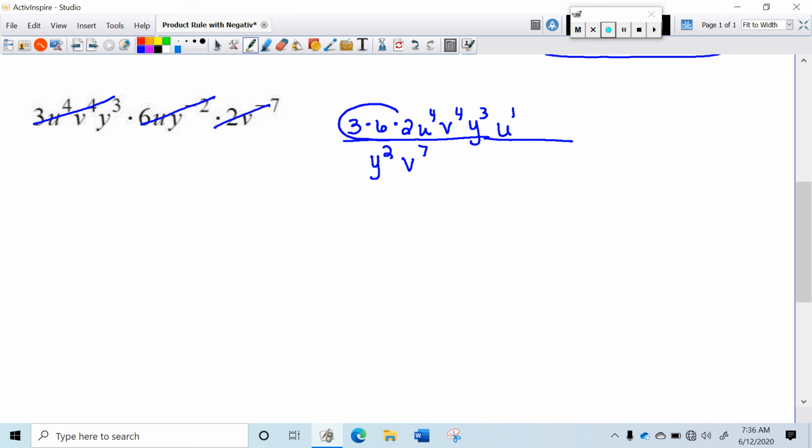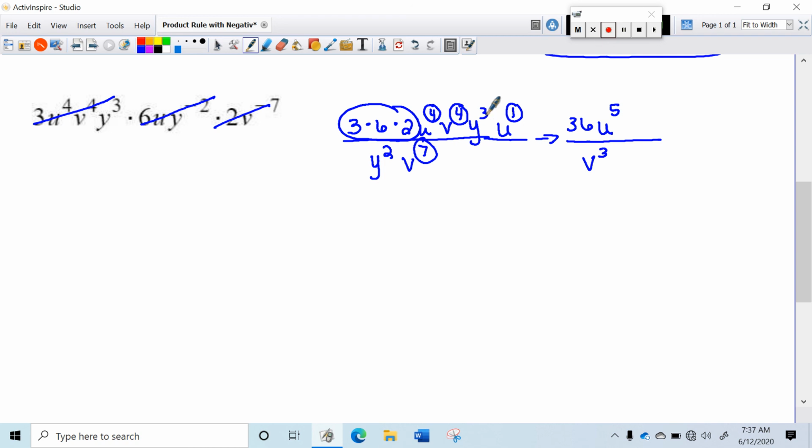The numerical portion is 3 times 6 times 2. That's equal to 36. For my u's, I've got 4 on the top and then another one on the top, so that's a total of 5 u's on the top, nothing on the bottom. For my v's, I've got a 4 on the top and a 7 on the bottom. The 7's largest, it's on the bottom, so your v is going to be on the bottom. Subtract. 7 take away 4 is 3.